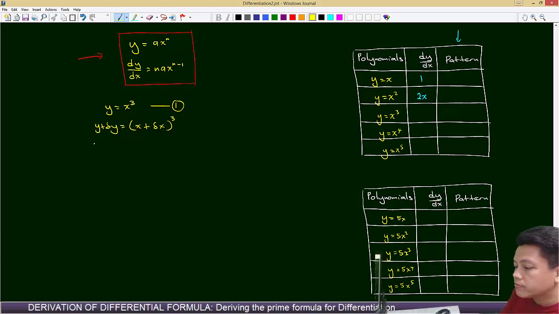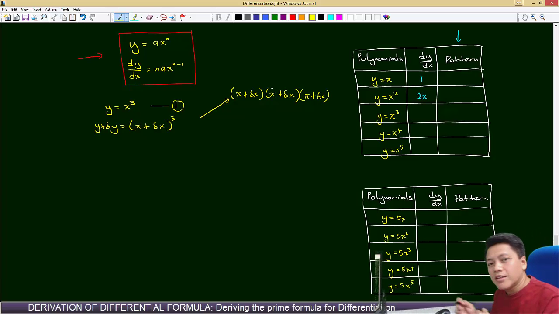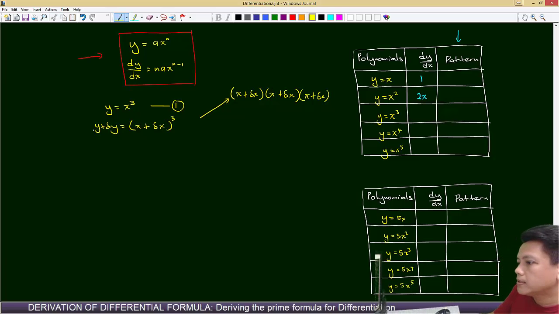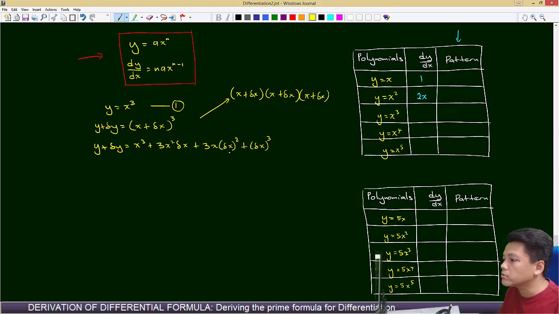And how do you expand this? You can use Pascal's triangle, or you can also do this manually: (x plus delta x) times (x plus delta x) times (x plus delta x). Go ahead and multiply all those three factors. It's not something I want to spend my time on here, so I'm going to use Pascal's triangle that I'm already familiar with. That is y plus delta y equal to x cubed plus 3x squared delta x plus 3x delta x squared plus delta x cubed. Later on, when we take the limit as delta x approaches 0, you know that everything from here onward will be eliminated. So let's do that.